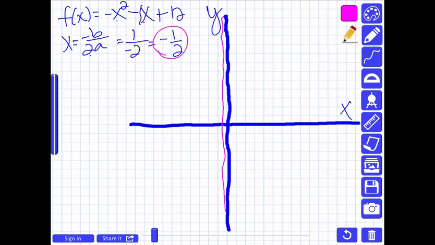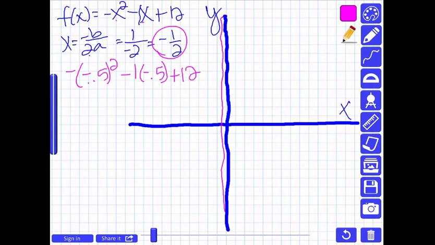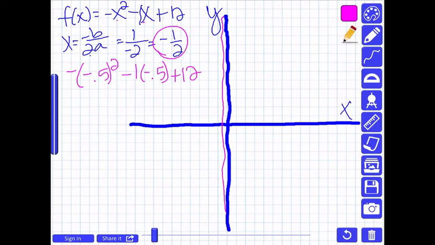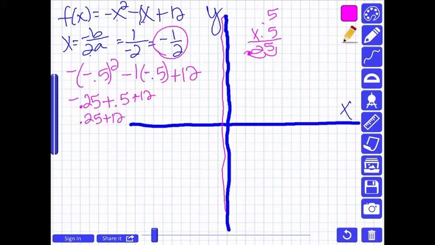Now what I'm going to do is plug in negative 1/2 for x so that I can find the y value of the vertex. Notice that I converted the negative 1/2 to a decimal. And again, I can do this by hand. That's not a problem. Remember, when you square a negative number, it becomes positive. 0.5 squared is 0.25. So this is actually going to be negative 0.25 because there's a negative outside the parentheses. Negative times a negative is a positive 0.5, and then plus 12. Then I'm just going to add all of this together. Negative 0.25 plus 0.5 is 0.25, plus 12 is 12.25.